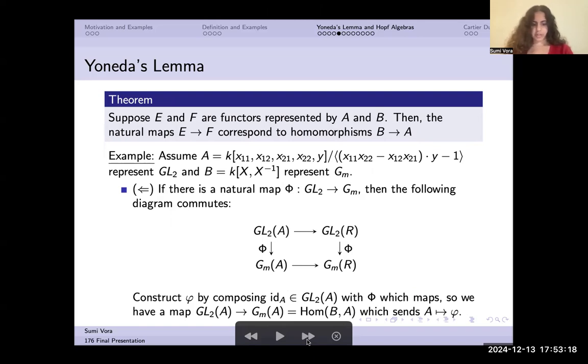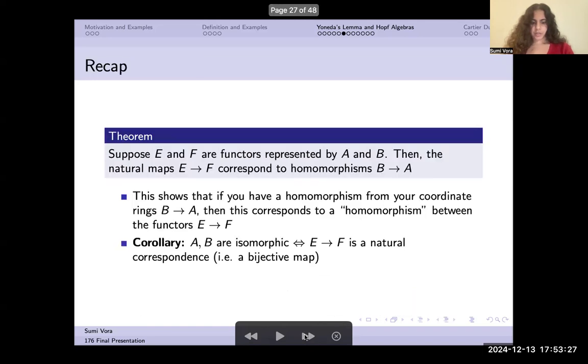And so therefore, we can show that we get a one-to-one correspondence between the natural maps and the homomorphisms. So this proves Yoneda's lemma. And like I said earlier, this is basically just saying that anytime you have a homomorphism between two coordinate rings, B to A, then there's a corresponding, quote unquote, homomorphism between the functors that they represent, because the natural maps are just kind of like homomorphisms for our functors.